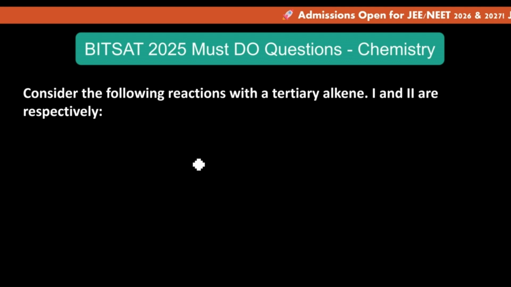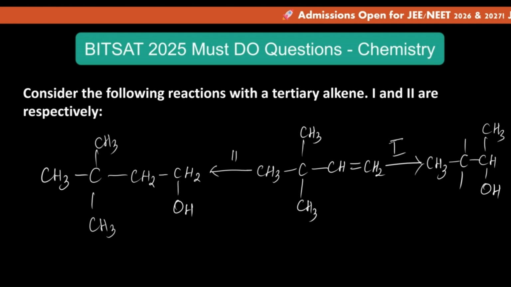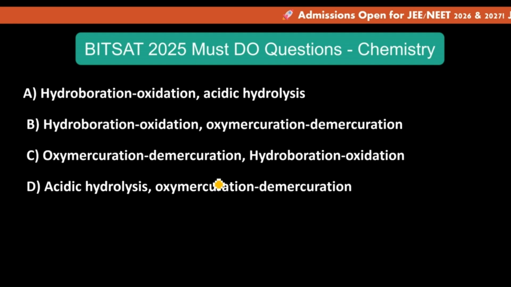Next question. Consider the following reactions with the tertiary alkene, 1 and 2 are respectively. Here you can see alkene is reacted to form different types of alcohols. One is attached with the more substituted carbon and another one with the less substituted one. Those two are the products formed. So let's take out the options as well: hydroboration, oxidation, acid hydrolysis, oxymercuration, demercuration. That is what the options say overall.